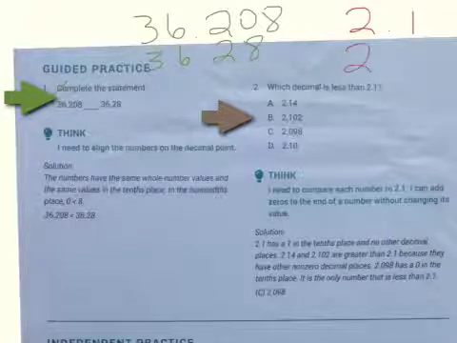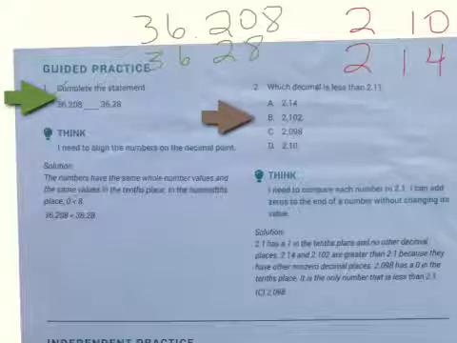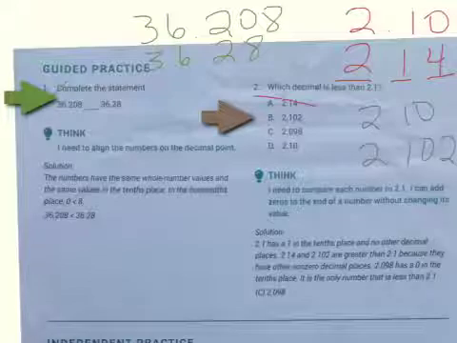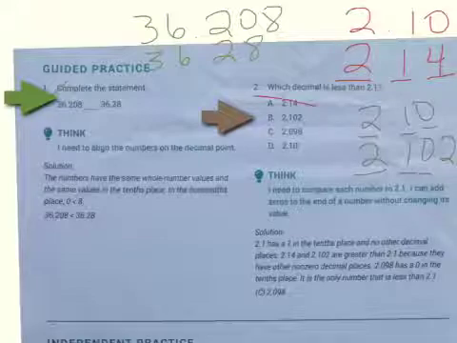So we'll go 2.14. So we know by looking at A that that is not going to be it, because our 2's are the same, our 1's are the same, but then when we add the 0, this is not. So we know it is not A. So let's look at B. So we got 2.10, and then we have 2.102. So we compare, we know the 2's are the same, the 1's are the same, the 0's are the same, but then we have a 2 in the thousandths place, so we know it is not B.